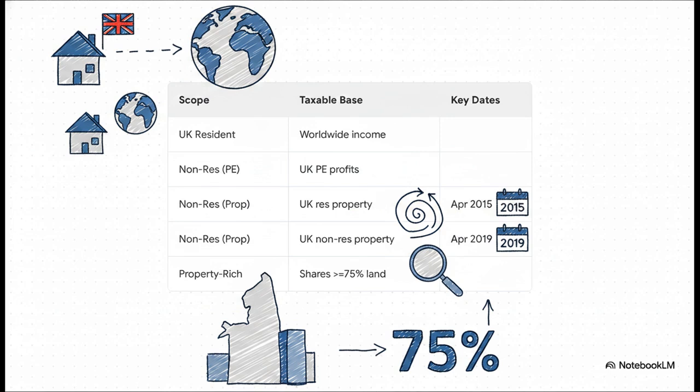Non-residents are taxed on UK residential property gains from the 6th of April 2015 and non-residential property from the 6th of April 2019. Oh, and note that critical 75% threshold. If an offshore holding company has shares where at least 75% of the gross asset value derives from UK land, those are considered property-rich assets, meaning they are firmly caught in the UK tax net.